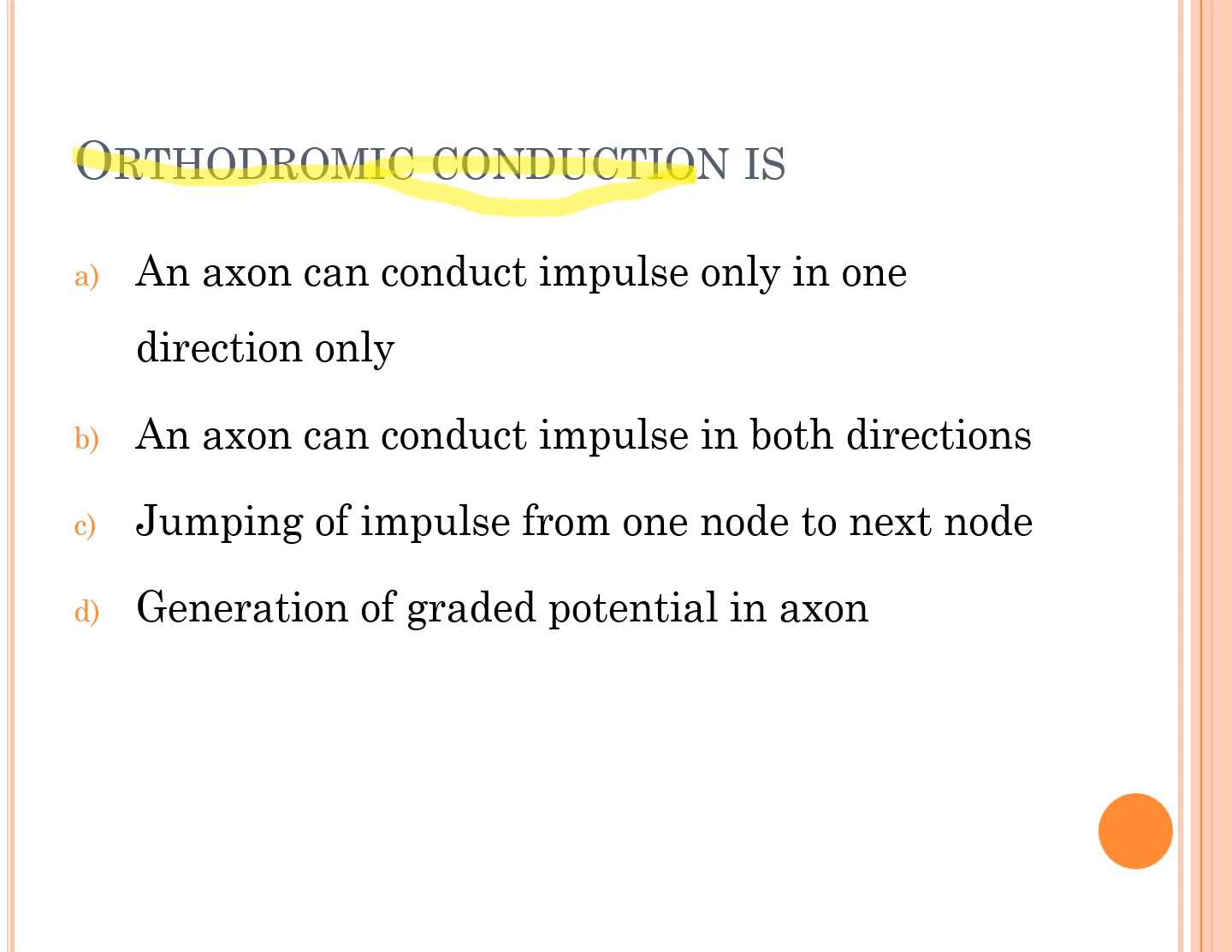What is the meaning of orthodromic conduction? An axon can conduct impulse only in one direction. So this is the answer. That is the type of conduction called orthodromic conduction. An axon can conduct impulse in both directions: this is wrong. The jumping of impulse from one node to the next node is called saltatory conduction.